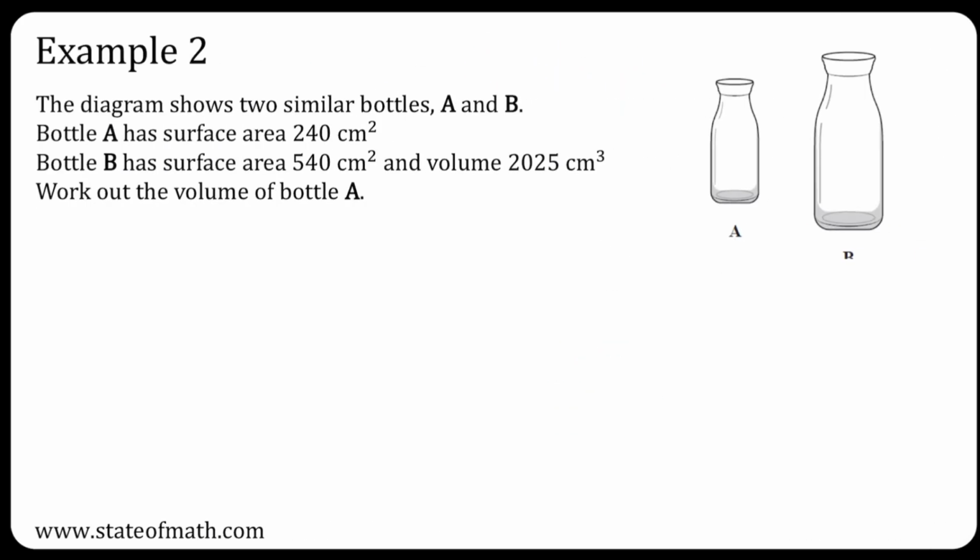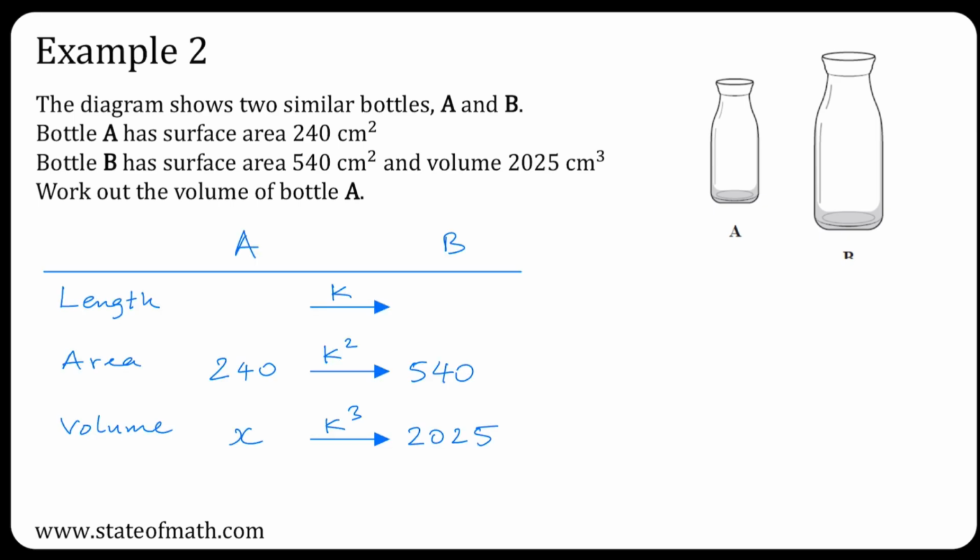For example 2, I'm given the surface area of the small bottle. I'm also given the area and volume of the large bottle. Now I will summarize all this on my table. So the first thing to do is find the value of k. I will use the areas for this. 240 times k squared is equal to 540. So 540 over 240 will give me k squared. Taking the square root will give me k equals 3 over 2.